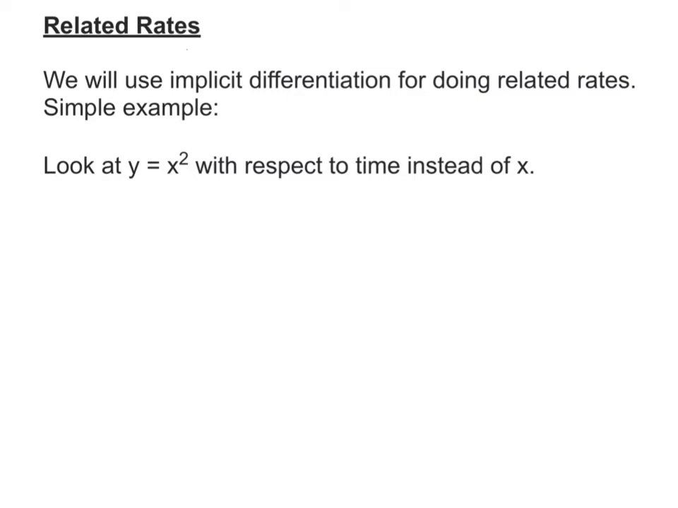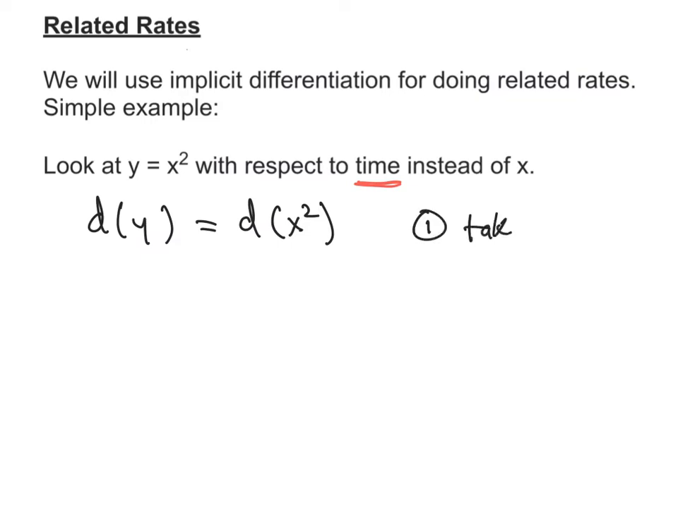Now I want to point out what we're going to do is look at this in terms of time instead of x, okay? And so that just makes it a little bit different. So if we do our first step of implicit differentiation, and we take the d of both sides, that's got to be the same as what we've done before, right? That's that first step, take the d there.